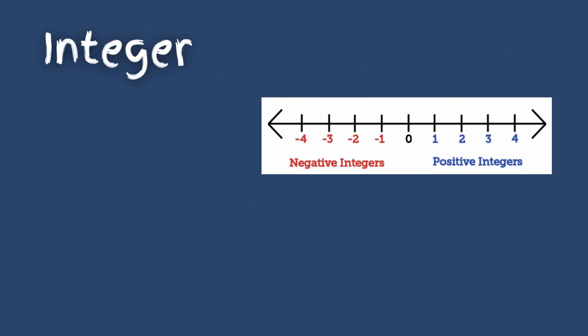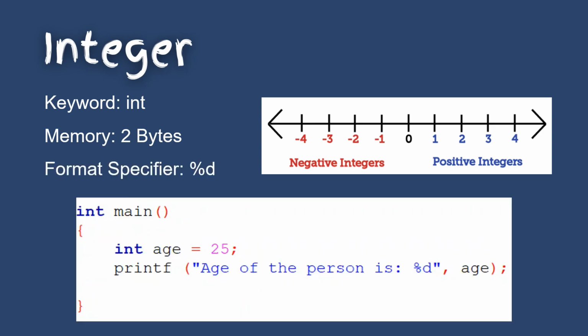The first data type is integers, which are whole numbers that can be either positive, negative, or zero. The keyword for integers data type is int, and it is the most used data type in C. It typically occupies 2 bytes of memory. As already discussed in previous example, the format specifier for integers data type in printf statement is %d.